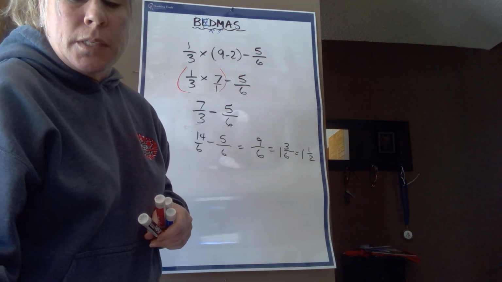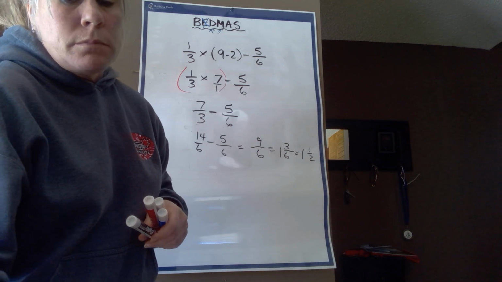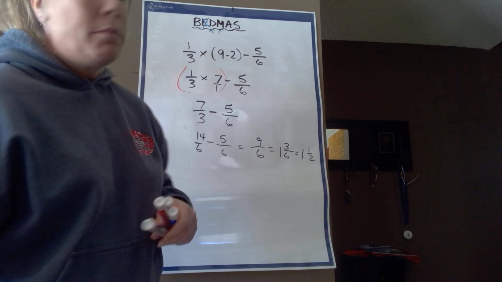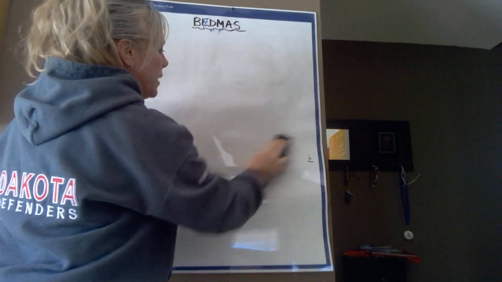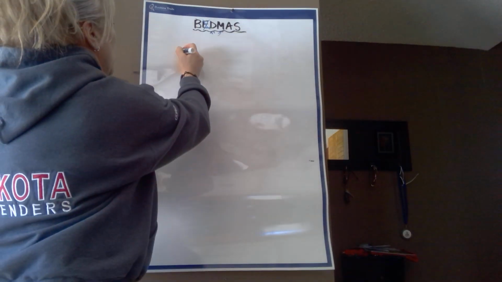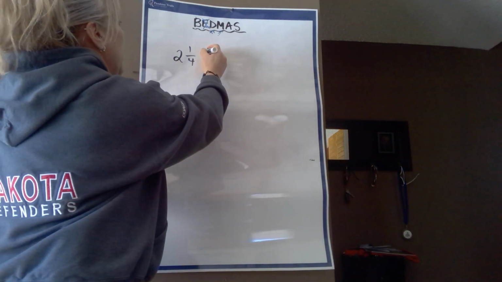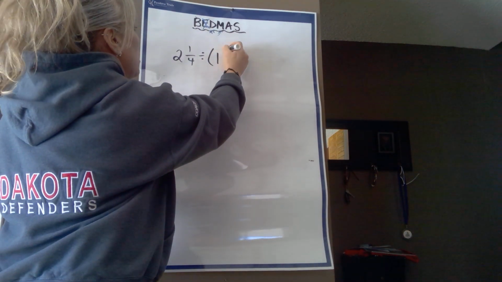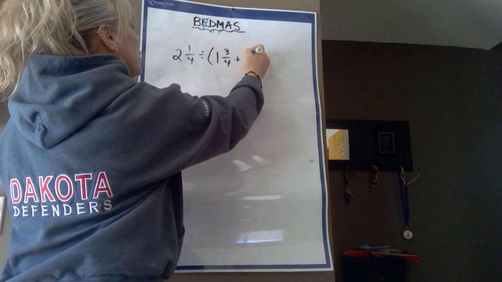Last example is example 3 from that section in your textbook, and it involves some mixed fractions. So far we haven't had any mixed fractions, so it's been a bit easy. Now we're going to do one with a mixed fraction. Okay, so we have 2 1/4 divided by 1 3/4 plus 1 1/4.